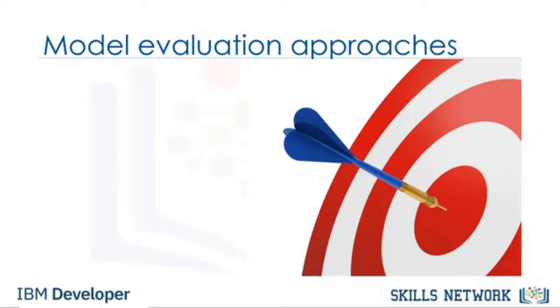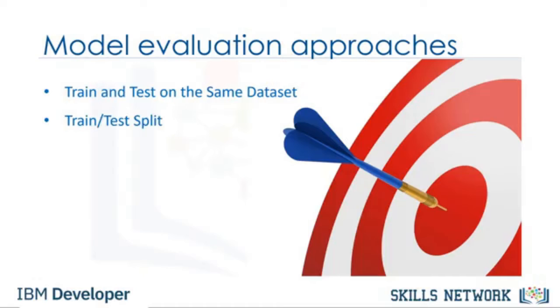These approaches are train and test on the same dataset and train test split. We'll talk about what each of these are, as well as the pros and cons of using each of these models. Also, we'll introduce some metrics for accuracy of regression models. Let's look at the first approach.